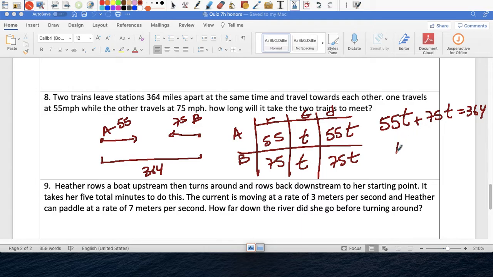What is that? 130t equals 364. Divide both sides by 130. 364 divided by 130 gives you 2.8 of an hour. Okay, 2.8 hours. Just double checking.